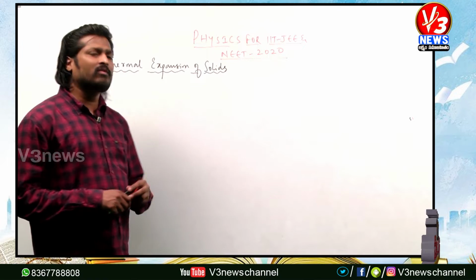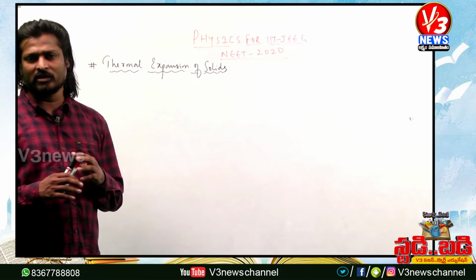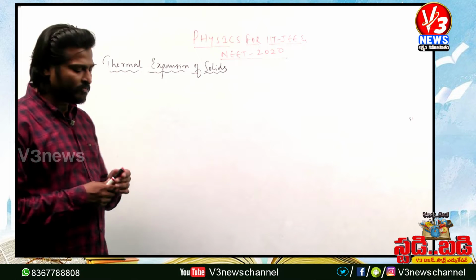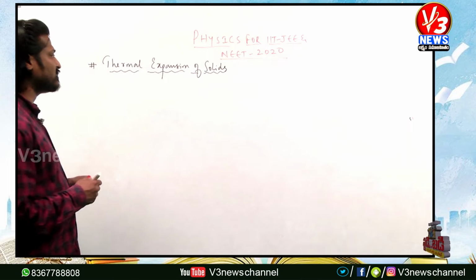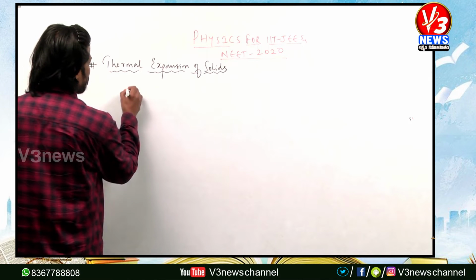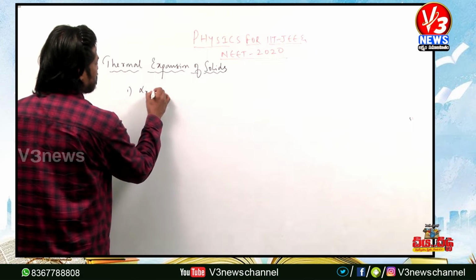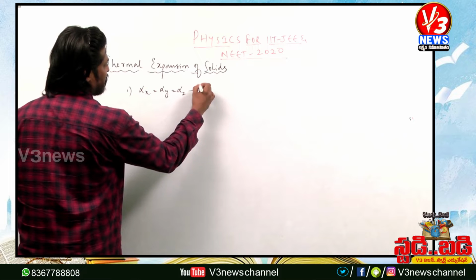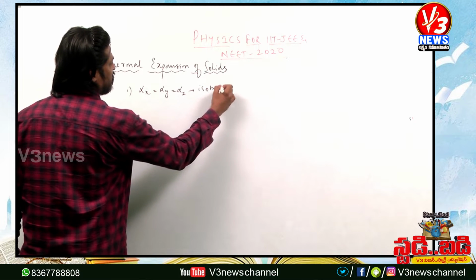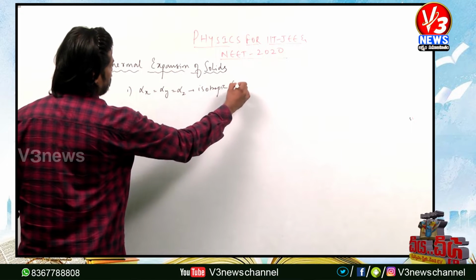You know that whenever you give heat to any solid, there will be expansion in all 3 dimensions. If there is an equal expansion along the x-axis, y-axis and z-axis, they are called isotropic solids. That is, if alpha x is equal to alpha y is equal to alpha z, that is known as isotropic solids.